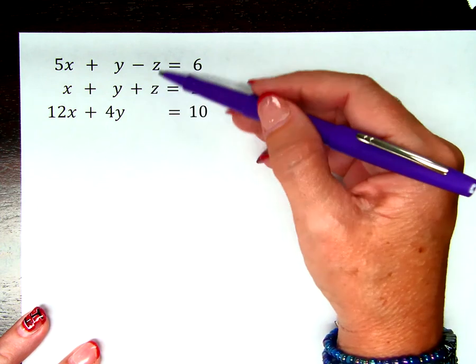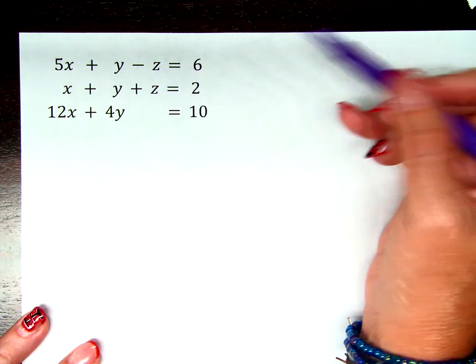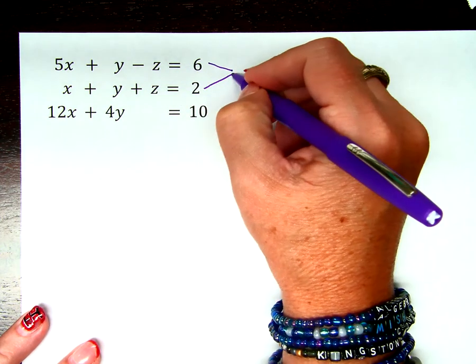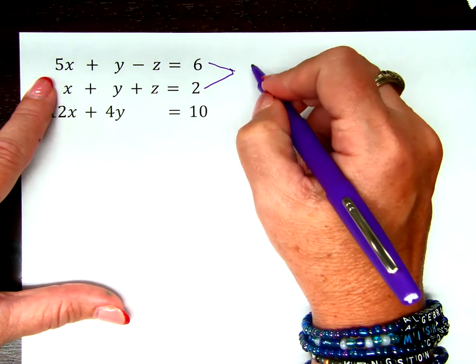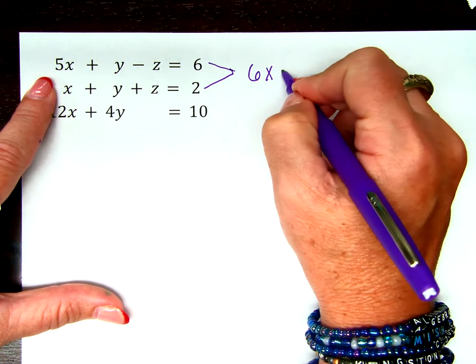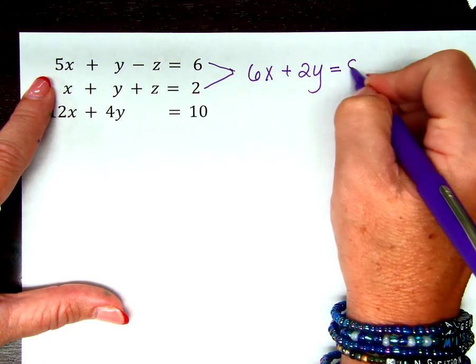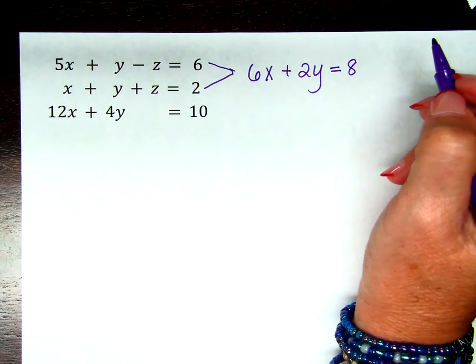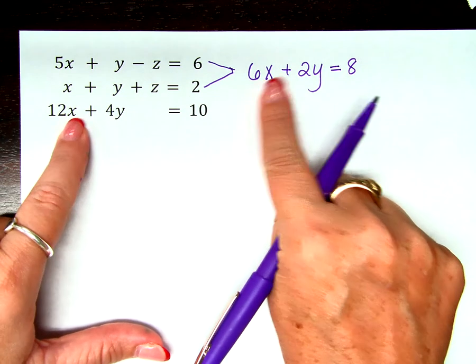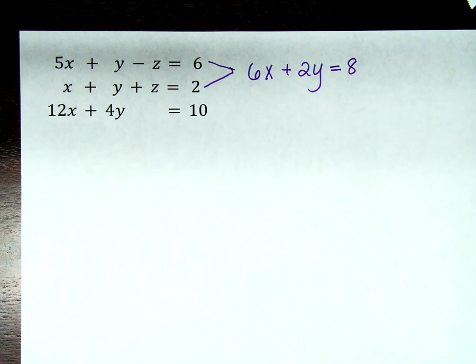Oh, look how nice that is. They're already opposite signs, right? So if I just straight combine these two together, what do I get? 6x plus 2y equals 8, because that's 0, isn't it? So now I have two equations with x and y. What should I do now? Try to eliminate a variable, right? Do you want to eliminate x or y?